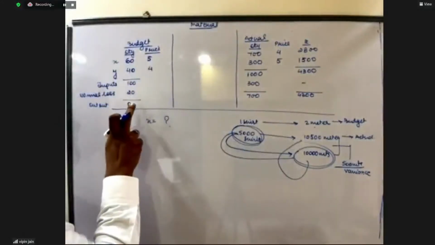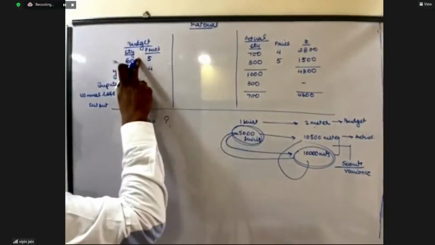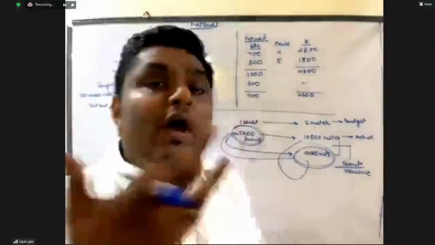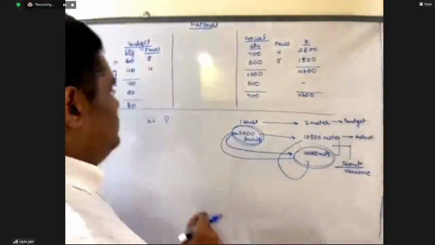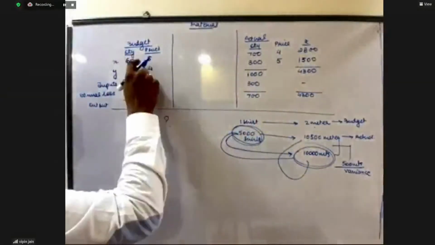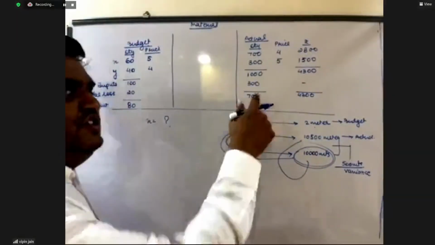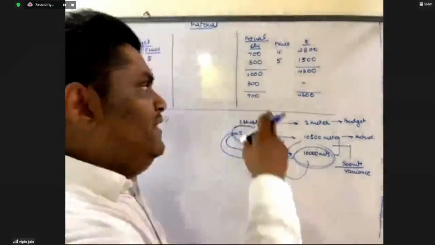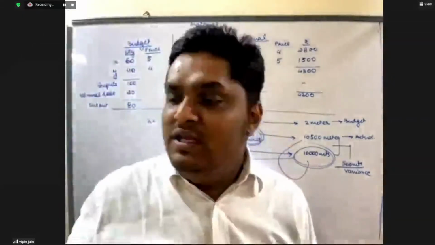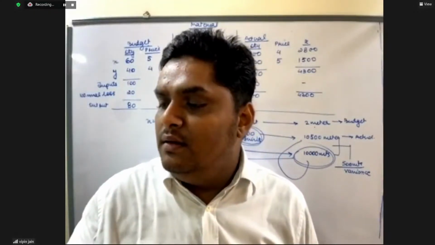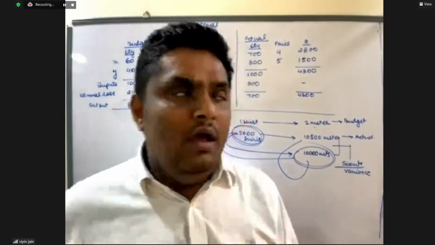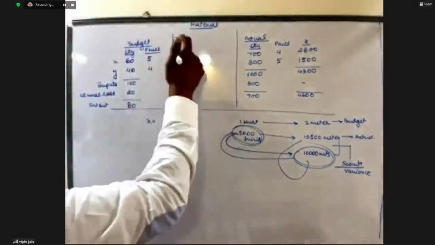One shirt, that is 80 output, 60 input. So for 700 output, how much quantity should we have used? Waiting for your answers, guys. One shirt, 2 meters. So for 700 shirts, how much quantity? Waiting for your answers, guys. X कितना consume होना चाहिए था?